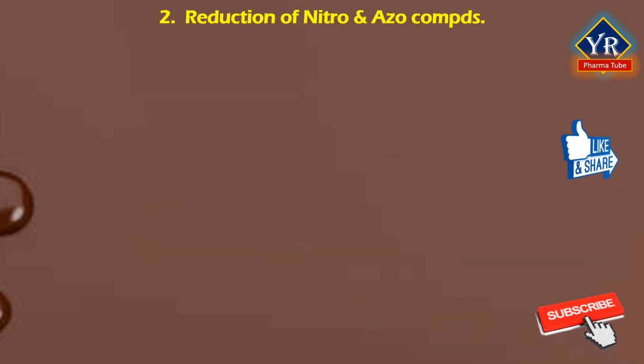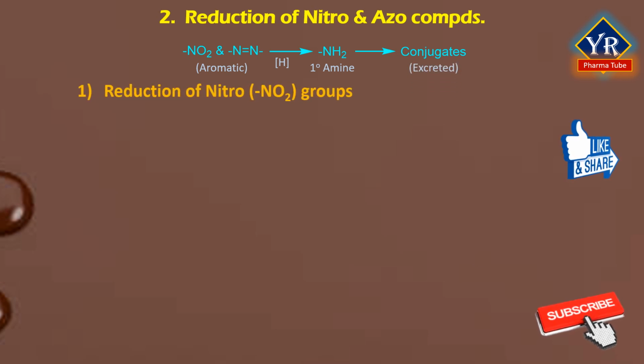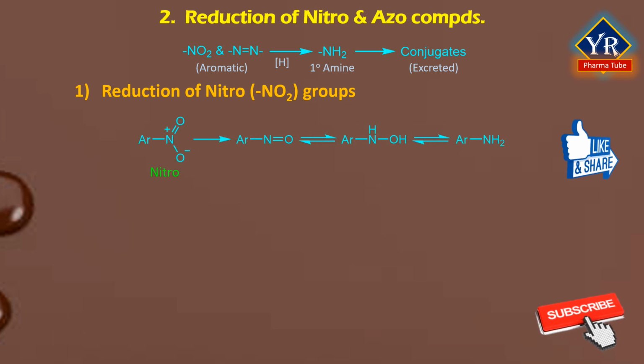Number 2. Reduction of nitro and azo compounds. The reduction of aromatic nitro and azo xenobiotics leads to aromatic primary amine metabolites. The reduced compounds or metabolites are conjugated and eliminated from the human body. Reduction of nitro compounds. Nitro groups can be reduced all the way to amines. Aromatic nitro compounds are reduced initially to the nitroso and then to hydroxylamine intermediates as shown in the metabolic sequence.